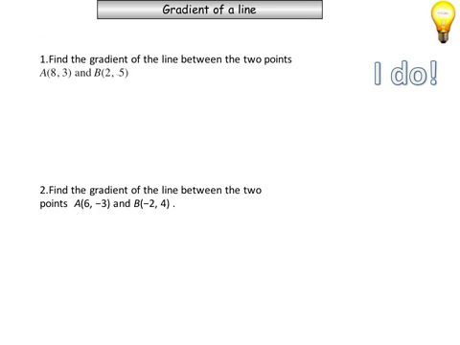So the first step that we need to do to find the gradient of the line between 2 points is first to put x1 and y1 and x2 and y2 with our a and b.